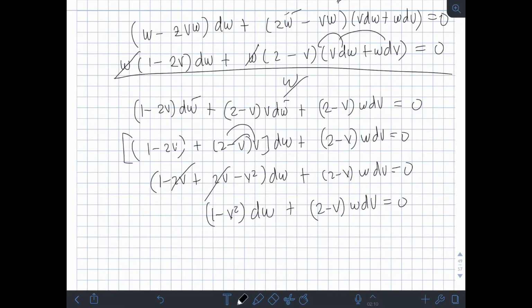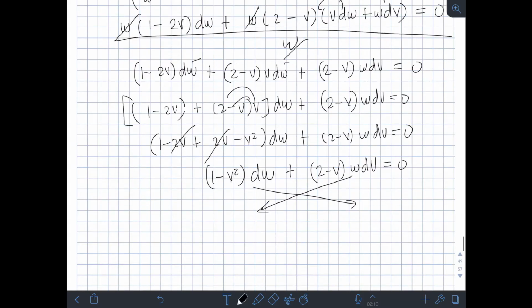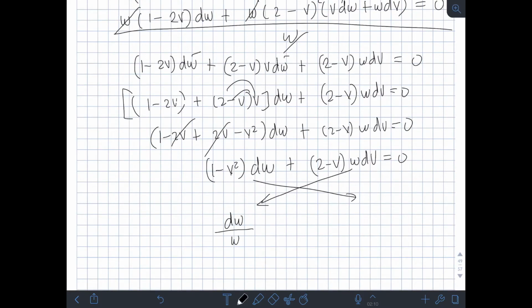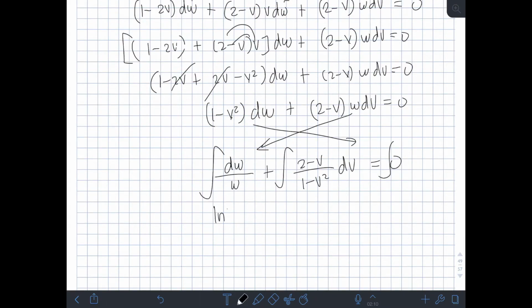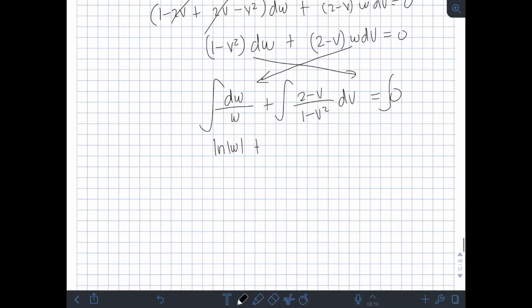So, baba ko dito si W, baba ko dito si 1 minus V squared. So, magiging dW over W plus 2 minus V over 1 minus V squared dV equal 0. So, integrate natin both sides. So, ito, sagot dito is ln W agad, right? Plus, ito, 2 minus V over 1 minus V squared. So, pwedeng i-partial fraction natin. So, 2 minus V over, factor out natin, 1 plus V times 1 minus V equals A over 1 plus V plus B over 1 minus V.